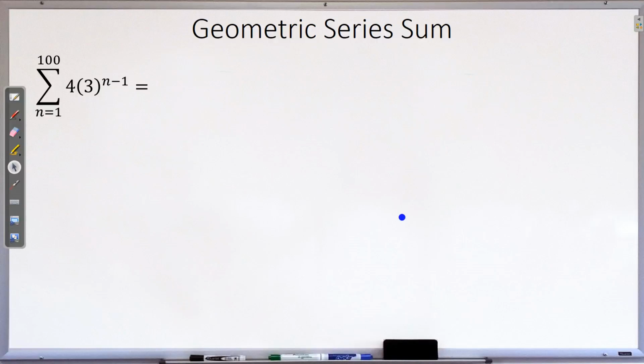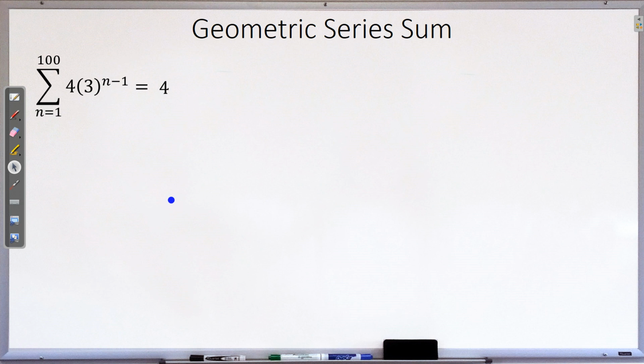In this video, we want to take a look at where the formula for the sum of a geometric series comes from. So to do that, we're going to take a look at a specific example, this one right here, to see where the actual formula comes from. So first, let's make sure we know what this series looks like.